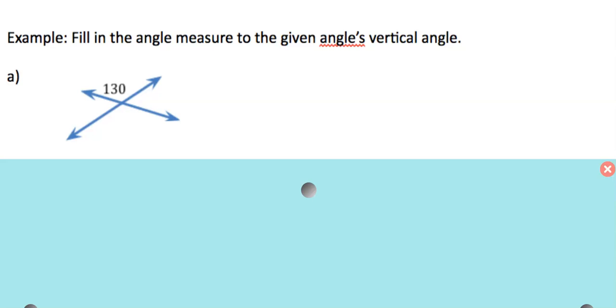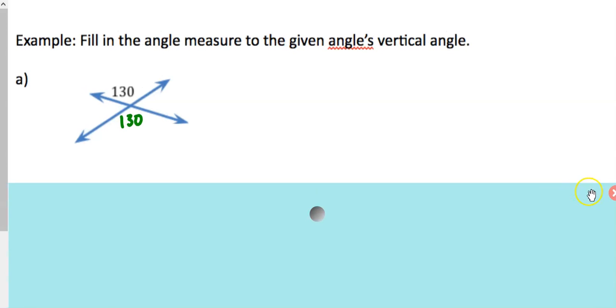So we have an example here. Fill in the angle measure to the given angle's vertical angle. So if I have this angle here, it's made by intersecting lines. What's vertical from it is again what forms the X. So straight across from it, this vertical angle would be 130 degrees.